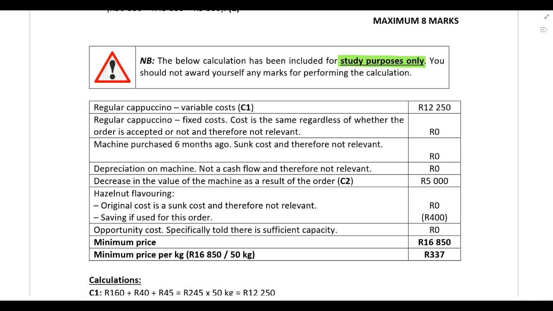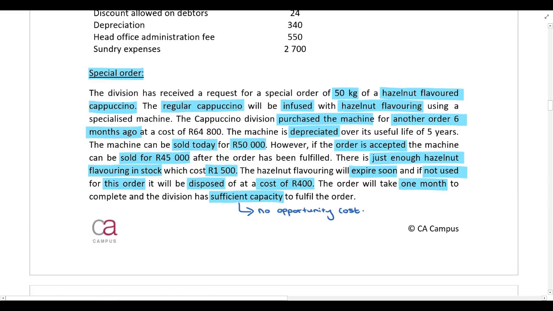So let's go back to the accountant's calculation. Or first, let's actually quickly read through the information relating to the special order. Think about how the calculation should be performed. Look at what the accountant has done, and then we can pick up if there's any errors. So first we are told that the division received a request for a special order of 50 kilograms of a hazelnut flavored cappuccino. So we know that the order is for 50 kilograms. That's important because it will affect our costing calculations. And we know that the regular cappuccino is going to be infused with hazelnut flavoring using a specialized machine.